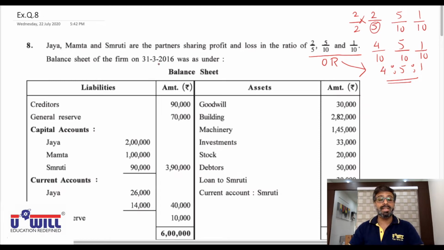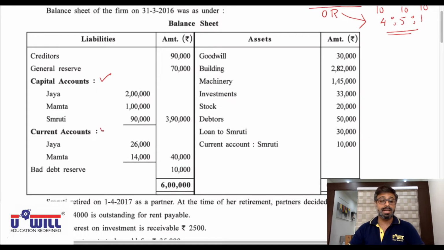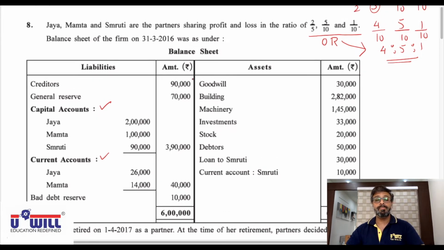Balance sheet of the firm as on 31/3/16 was as under. Now take on capital accounts. Let us make capital account also and current account also in this chapter. In admission of partner, when current account was given, we did not make capital account. But in this chapter, you'll make both the ledger accounts, capital account as well as current account, because retiring partner's settlement is to be done and transferred to his loan account.